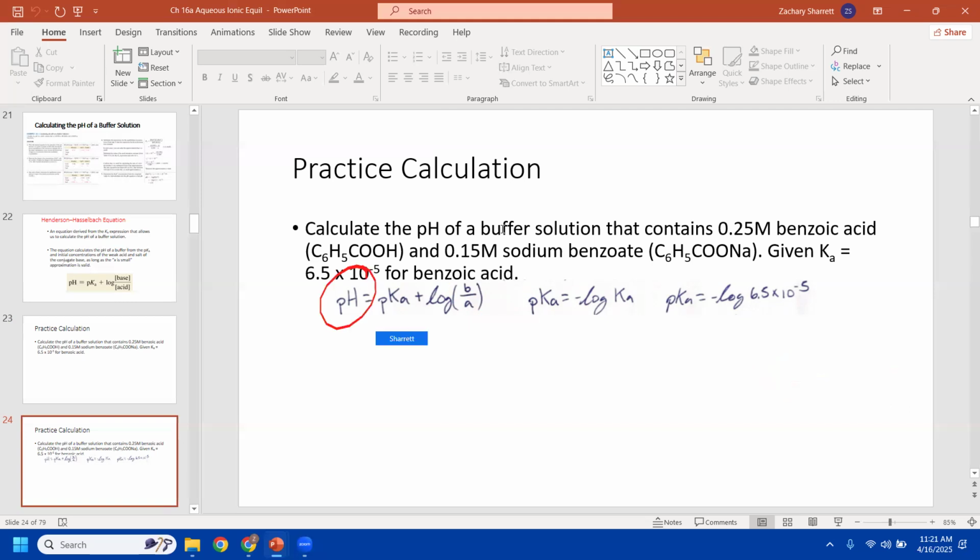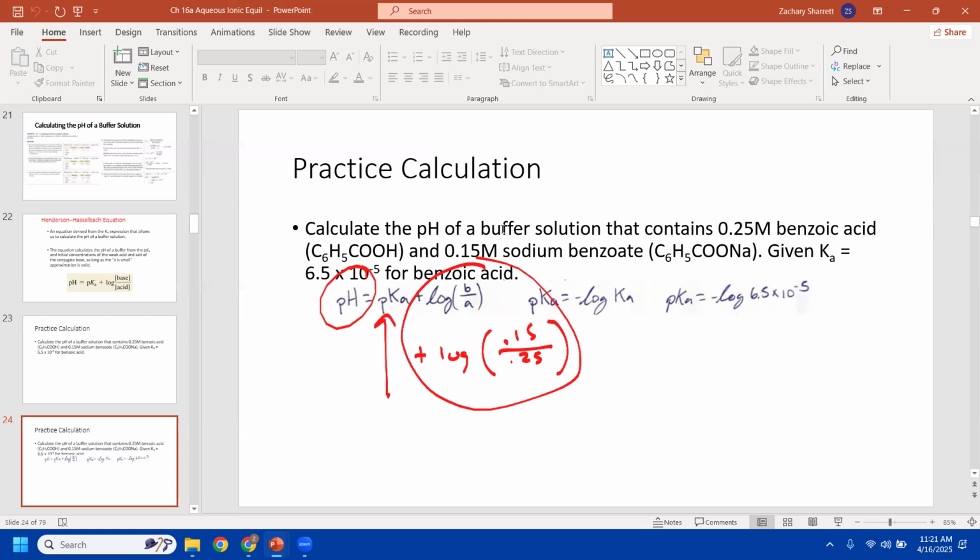So what we're going to do is plug it in. We want to solve for the pH. Do we know the concentration of the benzoic acid? The acid's going to go on the bottom, so it's going to be plus the log of 0.15 over 0.25. Okay, that is this part of the equation, but we need the pKa. They only gave us the Ka. How do we calculate the pKa of this?